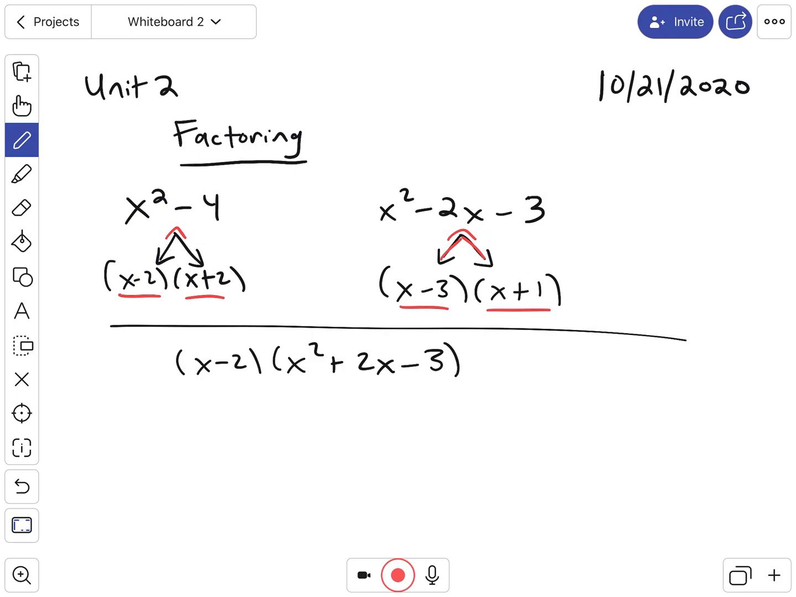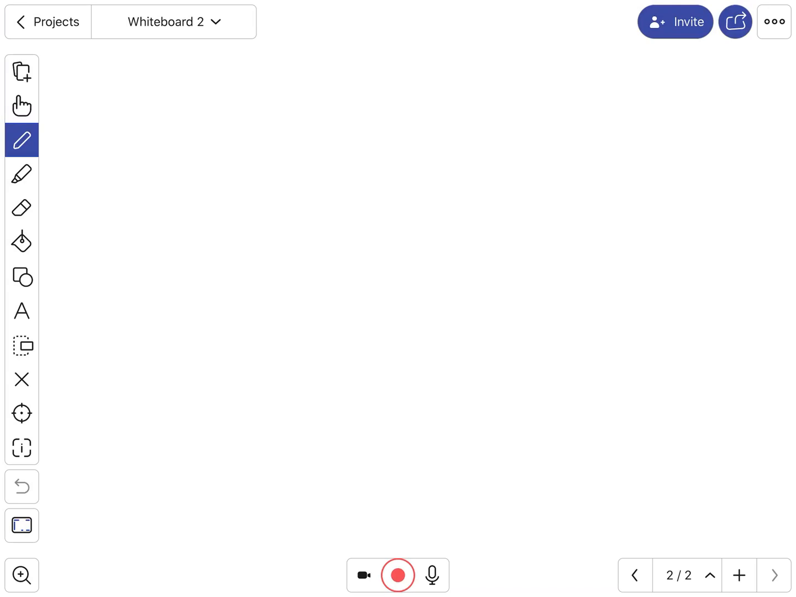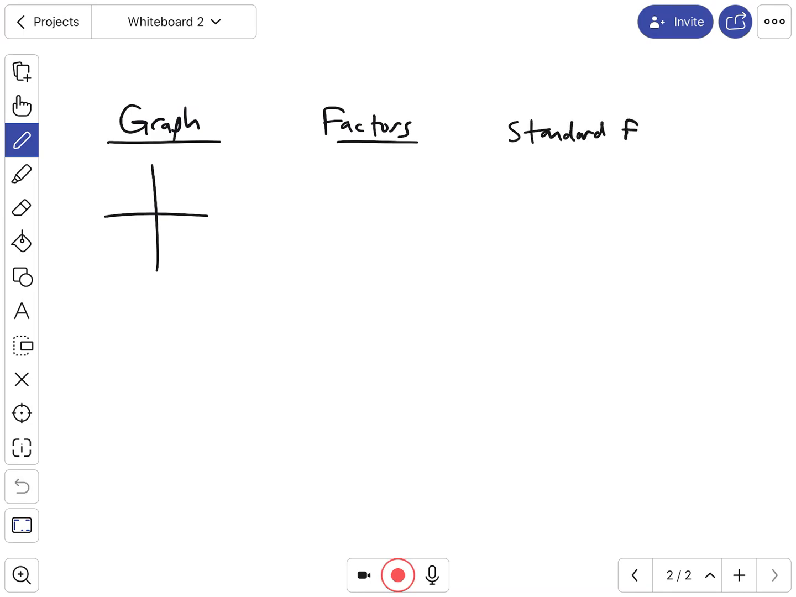And so the reason why factoring is so important is because you have this graph here. You have the factors, and you have the standard form of a polynomial. So let me walk you through those real quick.